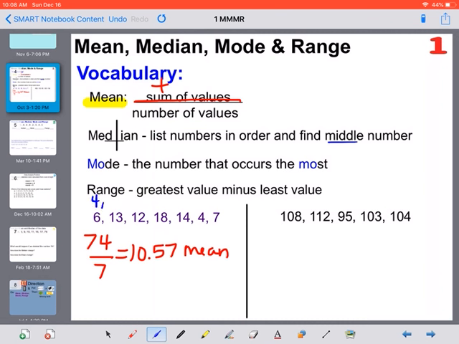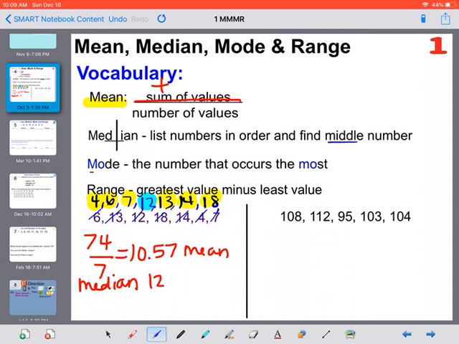It would be 4, 6, 7, 12, 13, 14, and 18. So the number that's in the middle, well, on the right side I have 1, on the left side I have 1, so we have 2 on each side, 3 on each side, and now we have a number that is in the middle. The 12 has the same number of numbers on either side, so the median is 12.